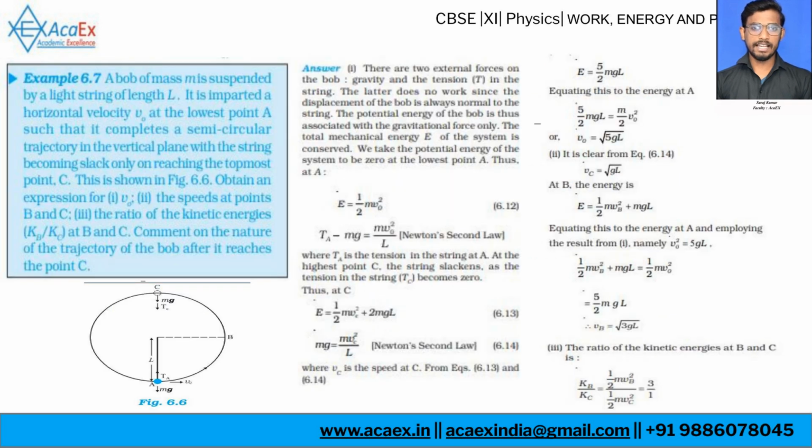A bob of mass m suspended by a string of length L is imparted a horizontal velocity v at point A. At point C, the string slackens. At the lowest point A, E equals 1/2 mv0 squared. At the top point C, E equals 2mgL from conservation. v0 equals square root of 5gL. Speed at C, v equals square root of gL; speed at B, v equals square root of 3gL. Ratio of kinetic energies, K_B to K_C.